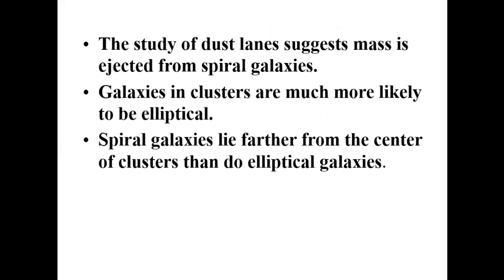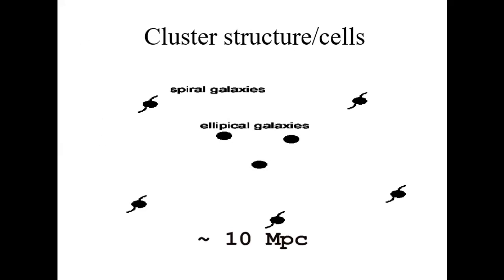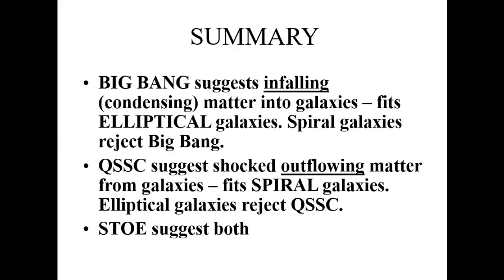The study of dust lanes suggests mass is ejected from spiral galaxies. Galaxies in clusters are much more likely to be elliptical. Spiral galaxies lie further from the center of clusters than do elliptical galaxies. So here then is a cluster structure, which I call a cell. You see spiral galaxies around the outside and elliptical galaxies in the middle. Crudely, the diameter of these things is roughly 10 megaparsecs.